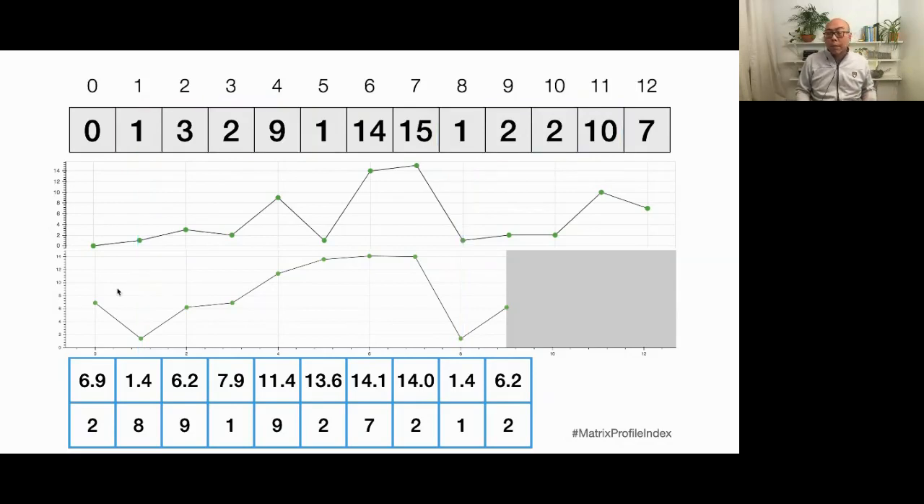Also, maybe just to practice here, let's say for this subsequence, if we look at our matrix profile and matrix profile index, we just scan straight down. We see that the nearest neighbor to this subsequence is 6.2 away, and it's located over at index 2, which corresponds to this subsequence. Okay, great.